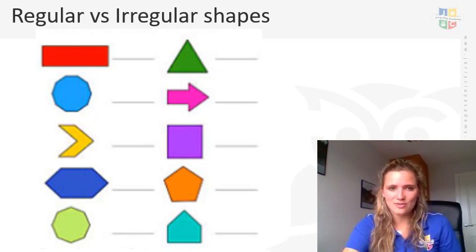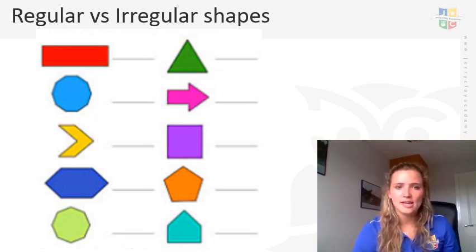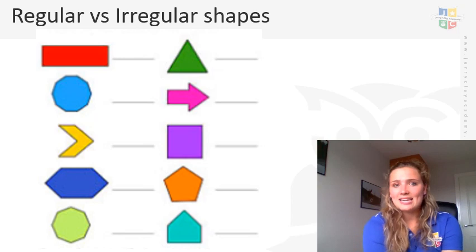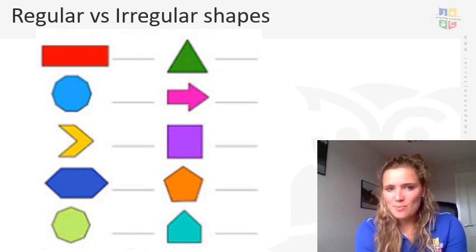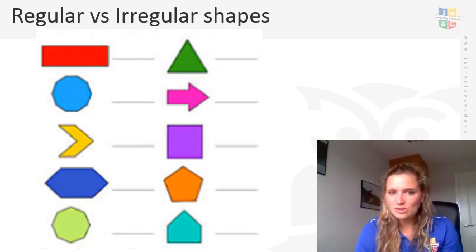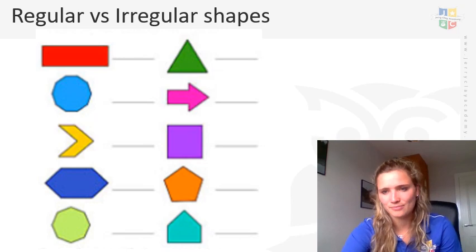So I'd like you to have a look at doing this now. You could label or number them 1 to 10, and I'd like you to say whether it's a regular shape, if it looks like they all have the same length sides, or whether it is an irregular shape so that the sides are not all the same.